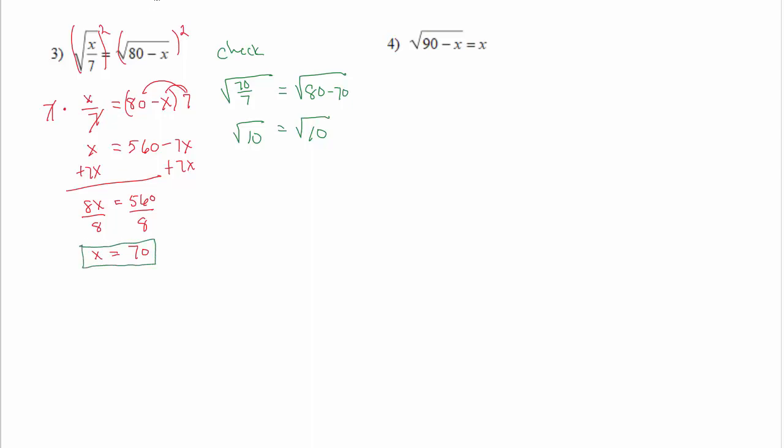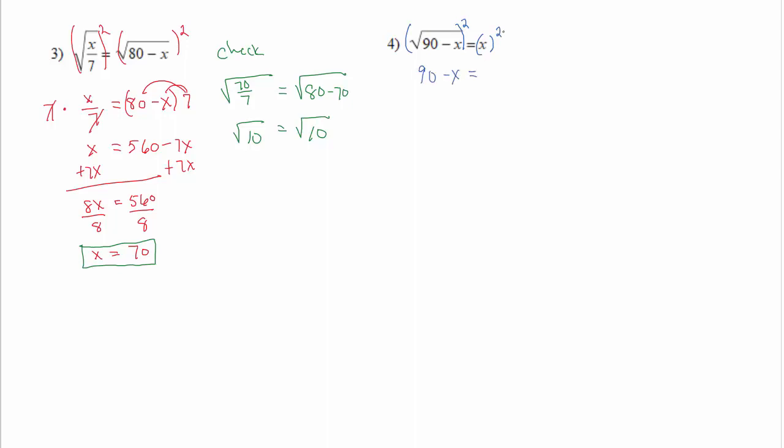We got one more to check out. Let's see how this goes. So you notice we have a square root on this left-hand side, and the right-hand side, no square root. But you notice we also have another variable here. Well, we still need to get rid of that square root. How do we do it? You're right. We're going to square both sides. So square the left-hand side and square the right-hand side. The square root and the square cancels out.